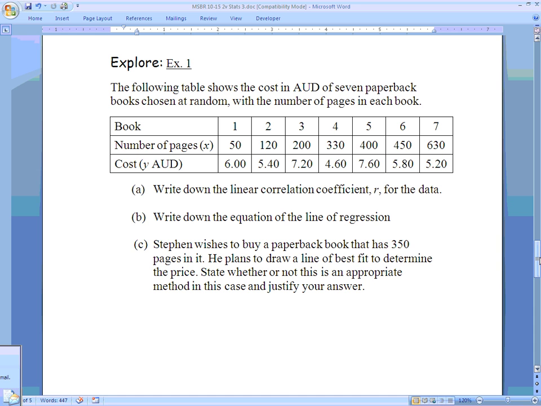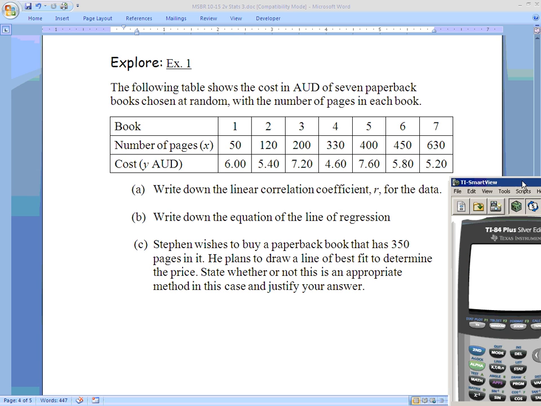So here we have a set of data. The following table shows the costs in Australian dollars of 7 paperback books chosen at random with the page numbers, the number of pages of each book. So the idea is the number of pages going to have some sort of correlation with the cost of the book? Bigger book, more pages, should it cost more?